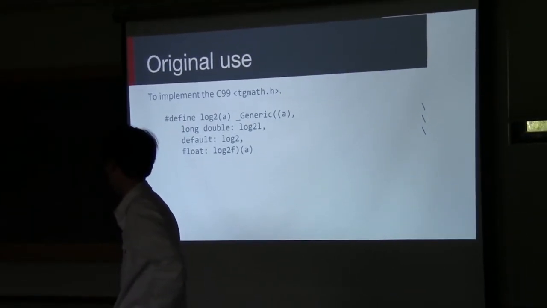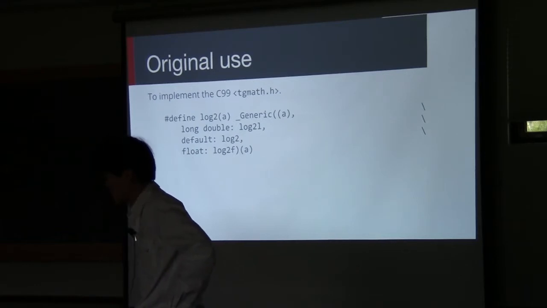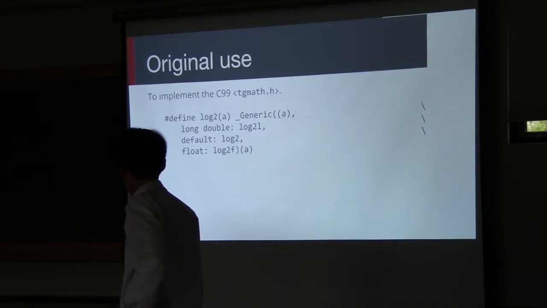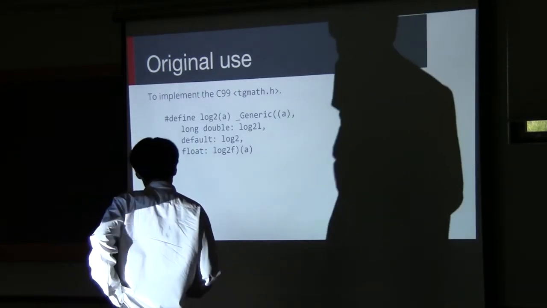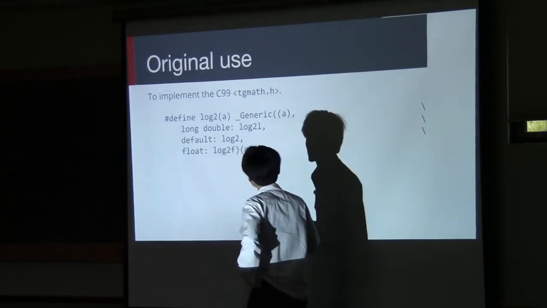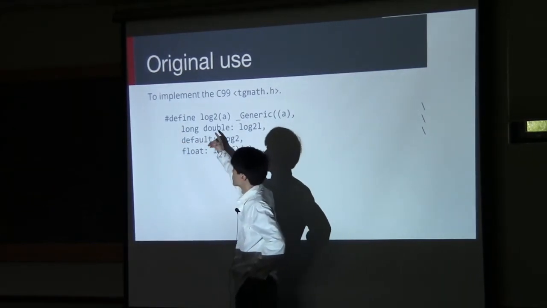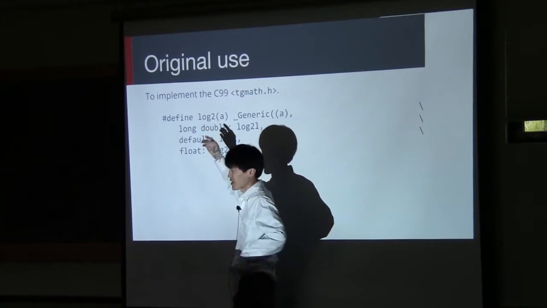But later in C11, they standardized a feature called generic selection expression to make it work. And the idea is very simple, as you can see here. You define a macro. This is called a type generic.